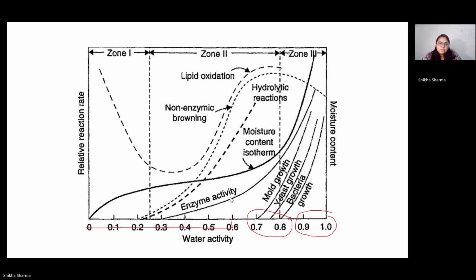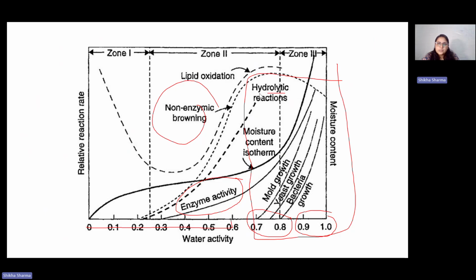And then there are other reactions like enzymatic reactions or non-enzymatic reactions, which are at their peak in this particular range. Hydrolytic reactions can also take place, and lipid oxidation can also take place. So based on the water activity level, we can say which kinds of quality-degrading reactions can take place in a food product. Based on the water activity level of a food product, its spoilage or shelf life can be determined.